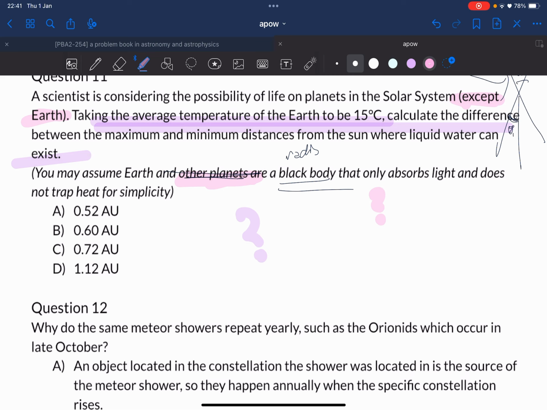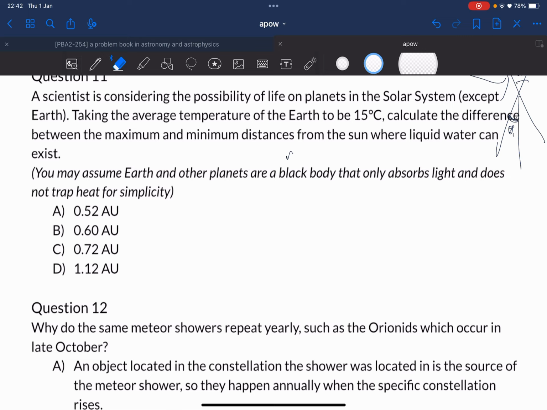And what do you mean by absorbs light and does not trap heat? Then where's the heat going? Because if you're not trapping the light, then you're emitting it, right? But if you only absorb light, then basically a lot of things don't make sense. So I tried to do this and then I just stopped trying.